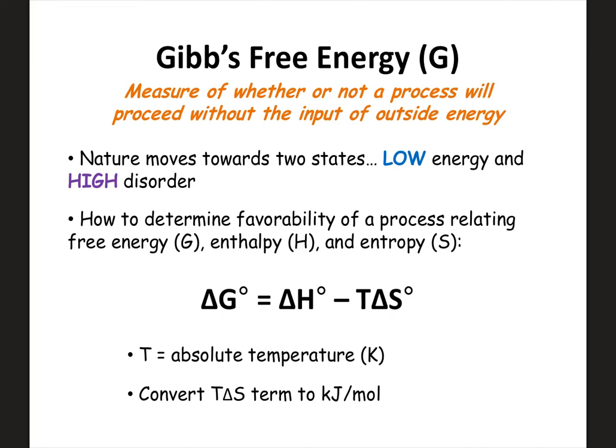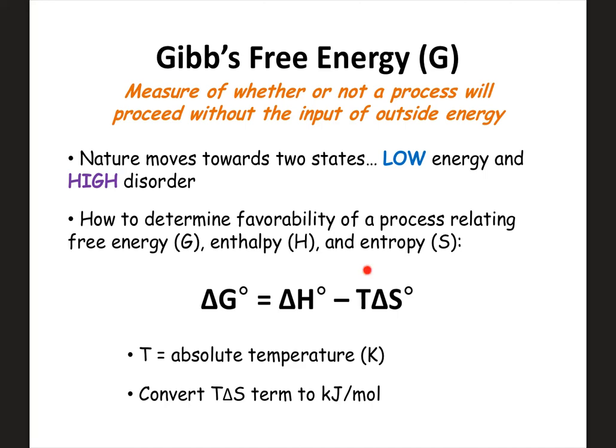And this is given on your equation sheet. You need to realize here that the temperature must be in Kelvin. All right, that's important. And because of our units, remember here, delta H is going to be in kilojoules per mole, but our delta S term is not. It's going to be in joules per mole times Kelvin. So you will need to convert this entropy here to kilojoules per mole times Kelvin.